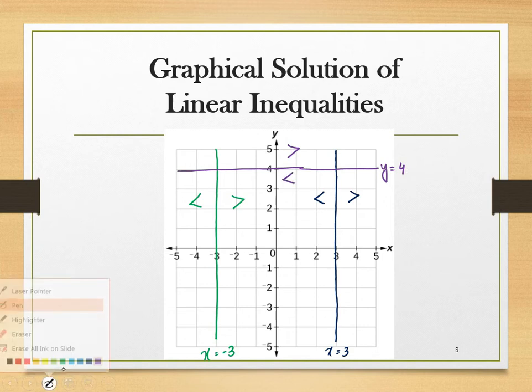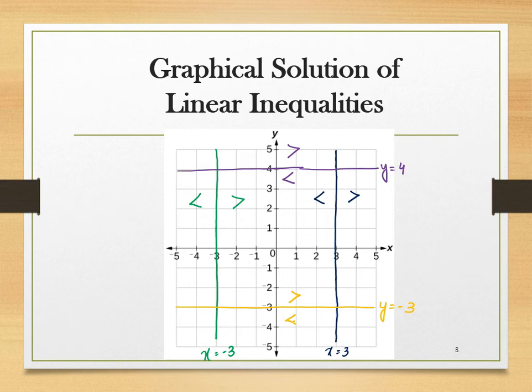Similarly, if we have a line here, for example this line is y is equal to negative 3. Now as the y values are increasing above this line, the above region is the greater region and the below region is the lesser region. So whenever we have a straight vertical line, the right hand side is the greater region and the left hand side is the lesser region, and similarly if we have a straight horizontal line, then the above region is greater and the below region is lesser.